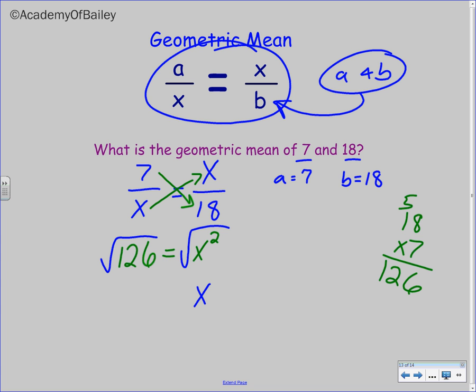And now for 126, what is the perfect square that goes into 126? I think 9. 9 times 14. So 126 becomes 9 times 14. And what is the square root of 9? Well, that's 3. And what is the square root of 14? Square root of 14. And so there's your geometric mean: 3 times the square root of 14.